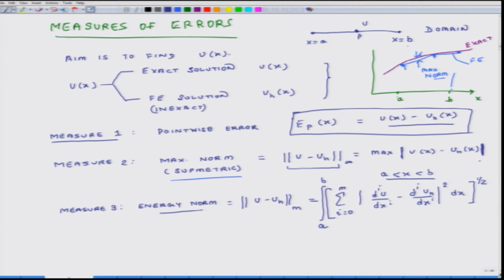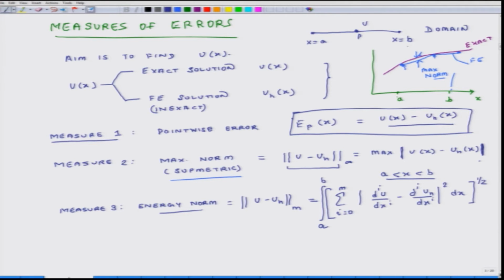And then what do we integrate? We integrate a series of terms where this series is an additive series, and this i changes from 0 to m. What is m? We will discuss that. Then you take absolute magnitude of derivatives of u and derivatives of uh, and it is not just the first derivative, it could be second derivative, third derivative, whatever. You take the difference, square it, integrate it, and then take the square root. That is what gives you energy norm.